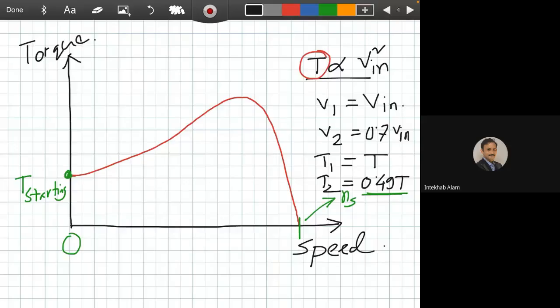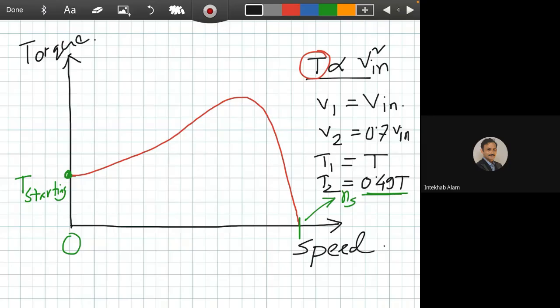Rakibul Islam, is it okay with you? Yes, sir. So how does T2 come with 0.49 T? Could you please explain? Sir, I can't understand, sir.